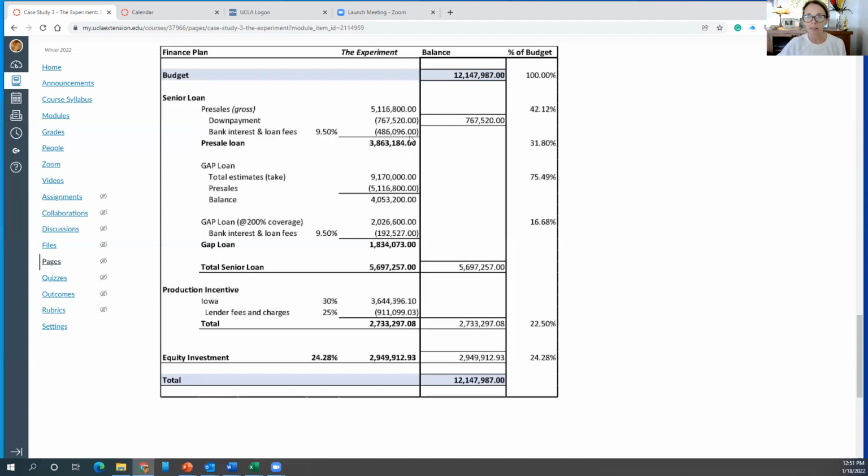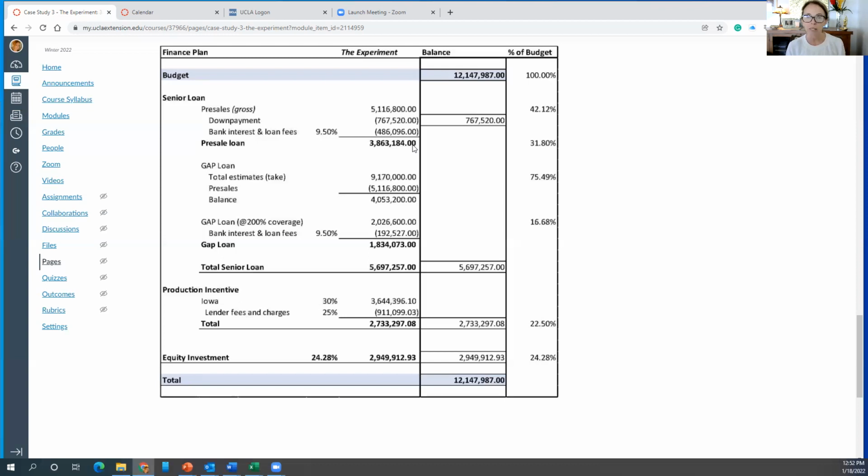So we're not actually paying the bank $486,096. They're just holding it back. So the loan for the pre-sales that we have generated, that we will have available to us from the bank against these pre-sale contracts, will be $3,863,184. This is a loan that's called a pre-sale loan. It's a loan the bank will give us having the distribution agreements that the sales agent has generated as security. So it's basically an asset-backed loan against contracts.